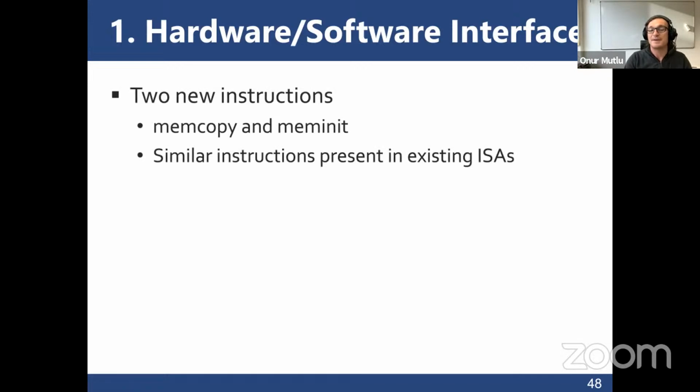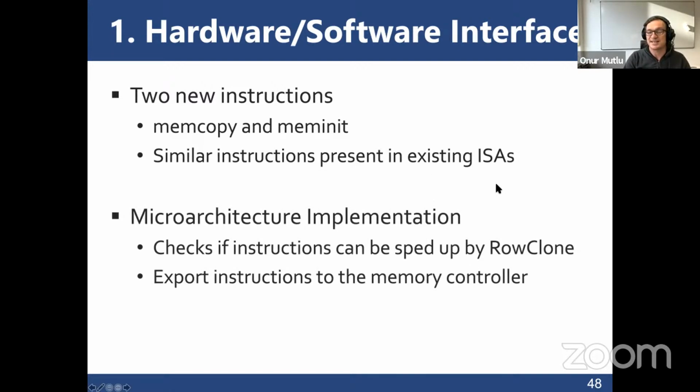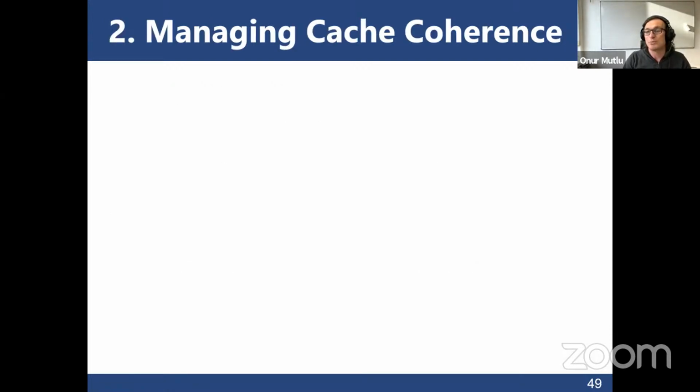Hardware-software interface. The paper adds 2 new instructions, memcopy and meminit, into the ISA. But some existing ISAs already have these instructions, for example, x86. And you can read the paper for more detail. And you need to have microarchitecture implementation to execute these instructions, of course. And the microarchitecture needs to check if the instructions can be sped up by RowClone internally. And it can export or offload the instructions to the memory controller if RowClone is implemented in the DRAM chips and the memory controller. So this is hopefully simple, but you need changes in the hardware-software interface if your ISA doesn't support it. Managing cache coherence is a more hairy issue.